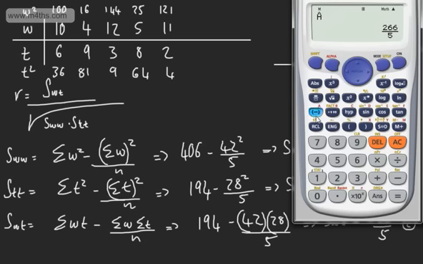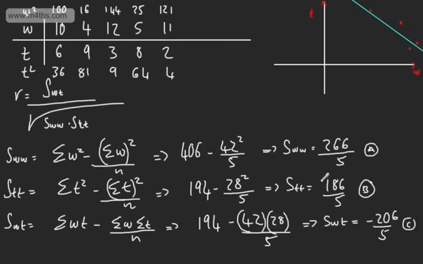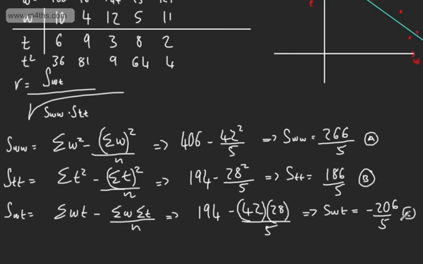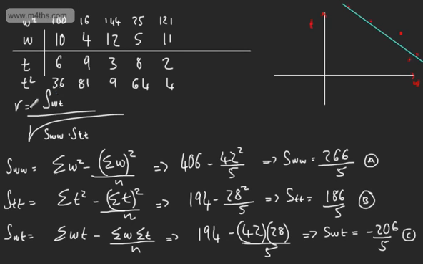So if we look at these now, we've got A is in as the 266 over 5, B is in as the 186 over 5, and C is now the negative 206 over 5. As stated, those values are fairly straightforward to work with. So what you can see now is that essentially the product moment correlation coefficient R is governed by this product here. And in a later video, I'll look at exactly why that is.